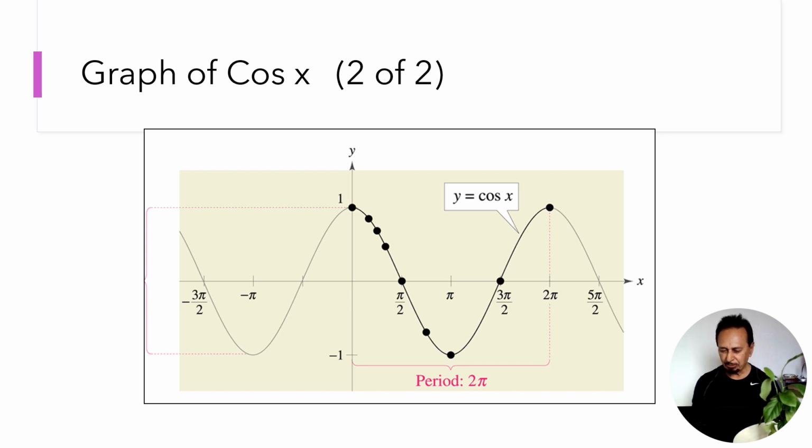And then you can extend, you go to the left. So it's above the x-axis 1 unit, so you have to come back to the x-axis, then you go below 1 unit, below the x-axis, and you come back to the x-axis. Similarly on this side, it's above the x-axis, you go back to the x-axis and then go below. So this is the way you get the graph of cosine of x.